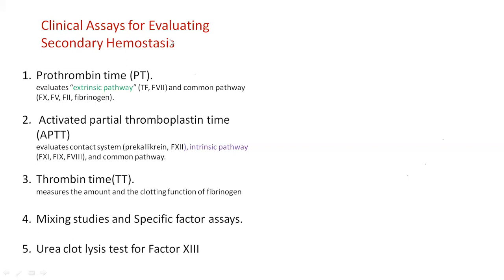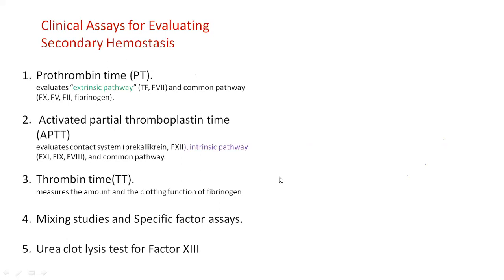If you have any abnormality in these tests, you need to do the mixing studies. What mixing studies tell is whether it is a deficiency of a factor or some inhibitor which is blocking the factors. In mixing studies, they mix with normal plasma. After mixing with normal plasma, if your PT, APTT is getting corrected, what does it mean? Factor deficiency, sir. So it is factor deficiency. If it's not getting corrected, inhibitors are present. So there is an inhibitor. They're not going to tell which factor deficiency. Mixing studies are mainly to look for whether it's a factor deficiency or an inhibitor.